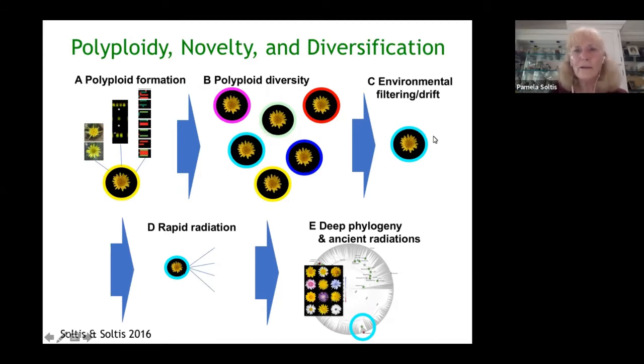But then through environmental filtering, some forms of selection, possibly even genetic drift, one, let's say, or a few forms emerge. And following the right set of environmental conditions, that form could undergo rapid radiation. And this rapid radiation at a shallow point in time could end up having manifestations deeper in phylogeny, showing ancient radiations such as we see for the composite as a whole.